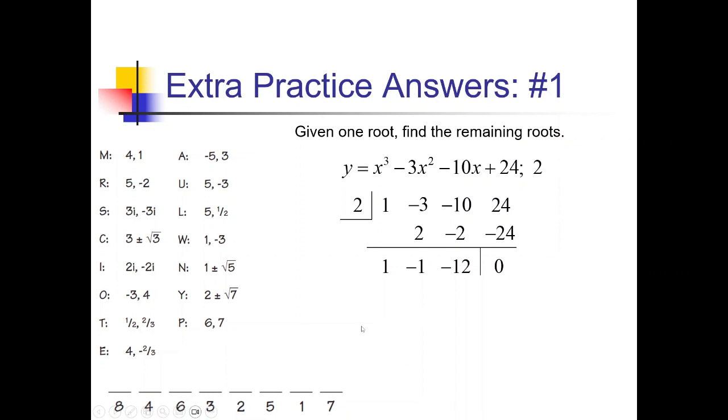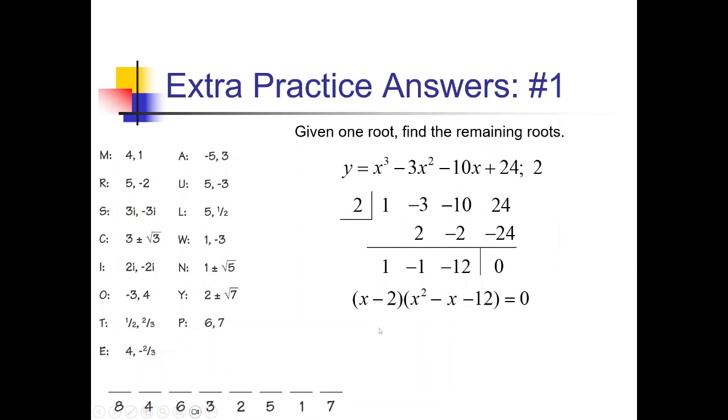So I have x minus 2 as one of the factors I can split this into, and the other factor is going to be the quotient of this thing, which is always going to be found by using these coefficients down here, starting one exponent lower than the original problem. So this 1 here represents a 1x squared. This negative 1 is really negative 1x to the first power, and this negative 12 is just negative 12. So next up, I'm going to go ahead and factor the x squared minus x minus 12.